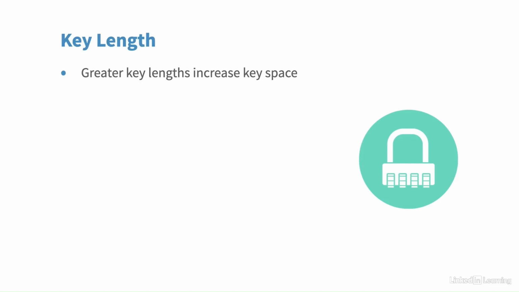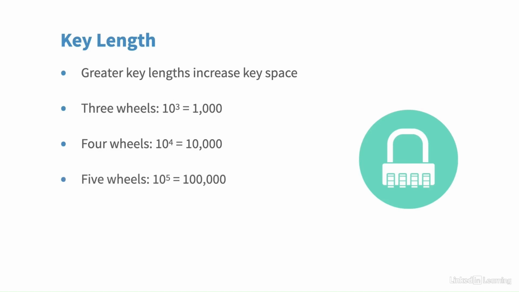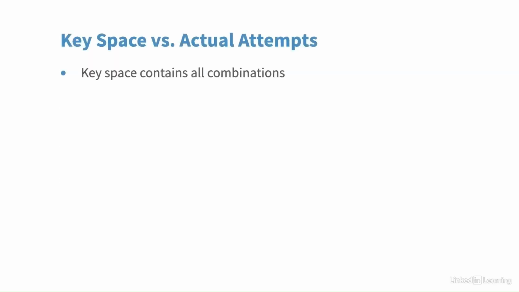Or we can increase the length of the password to increase the key space. If our combination lock had 4 wheels, the formula would be 10 to the 4th power, or 10,000 combinations. A 5th wheel would increase it to 100,000 combinations. The key space contains all of the combinations.